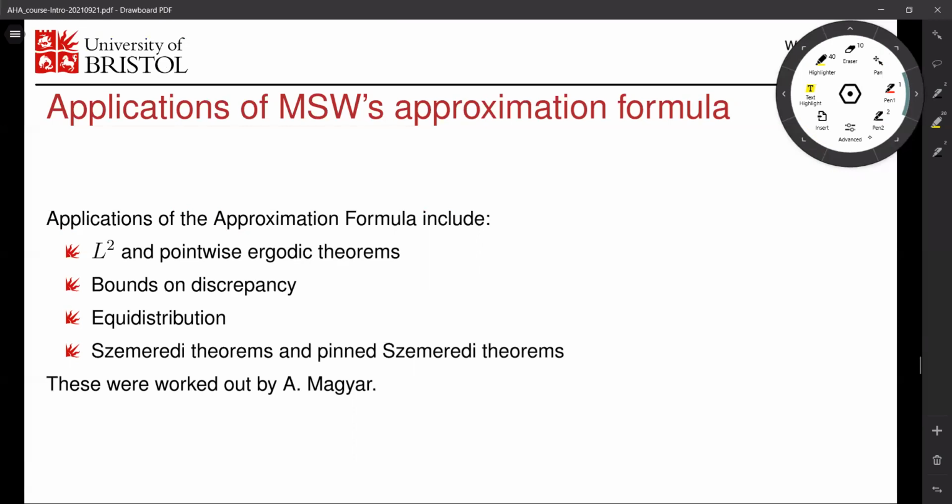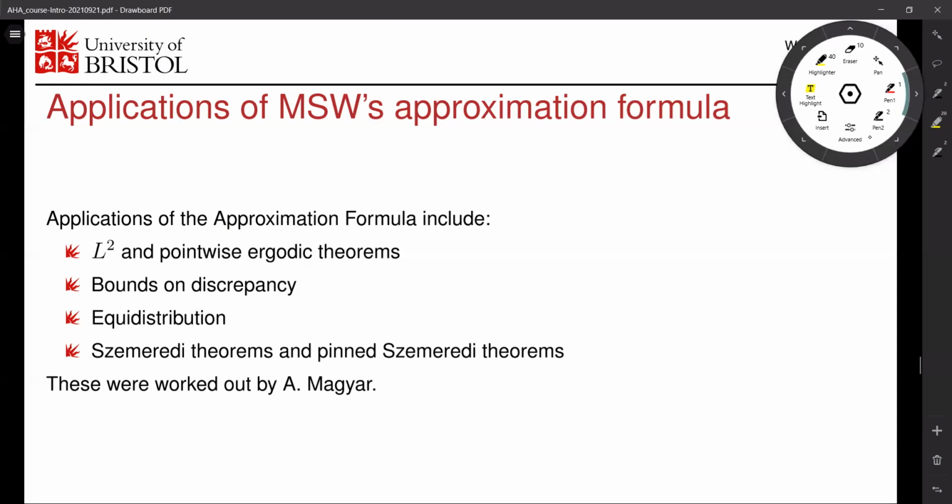When you look at dilates of integer points on spheres and how they wrap around on the torus. And then there's also equidistribution, very closely related to discrepancy, and also similarity theorems and pin similarity theorems, all of which have been worked out by Magyar. So he's played a very important role in the development of this.